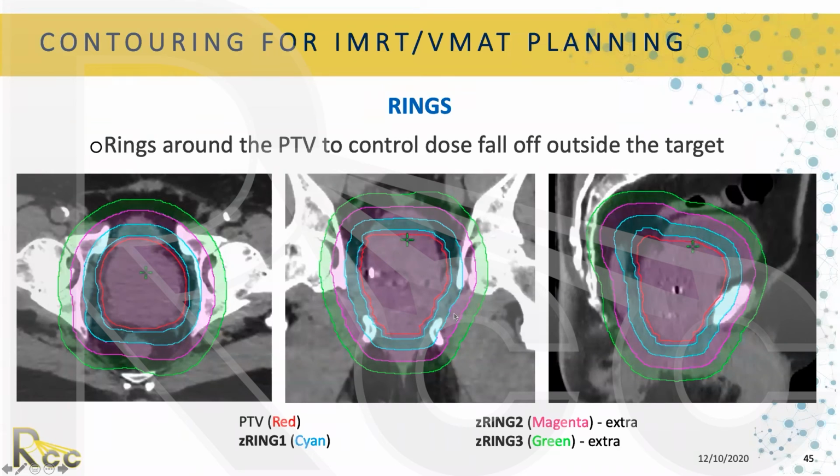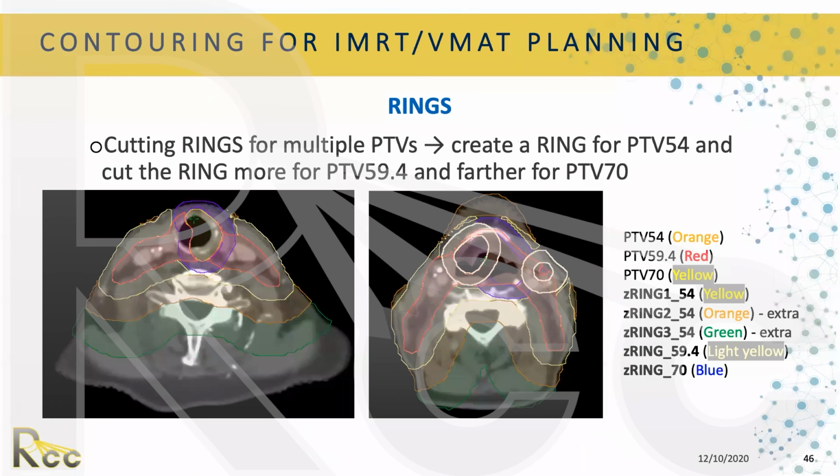For example, in this example, I put 2 more, and I said that they're extra, the magenta and the green. But then you need to be careful what is the dose that you're going to be using, the objective for those particular rings.